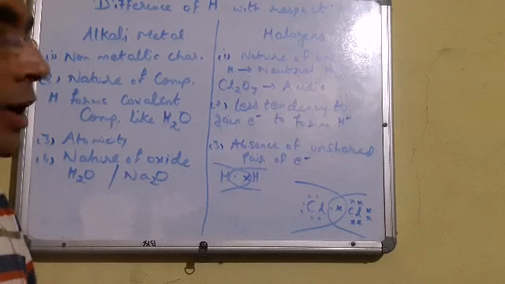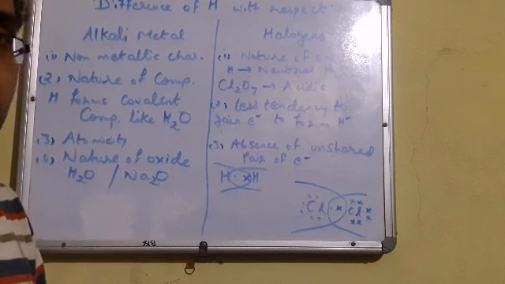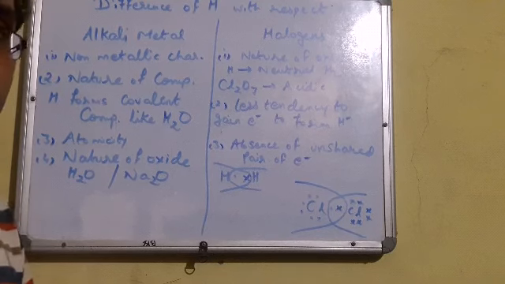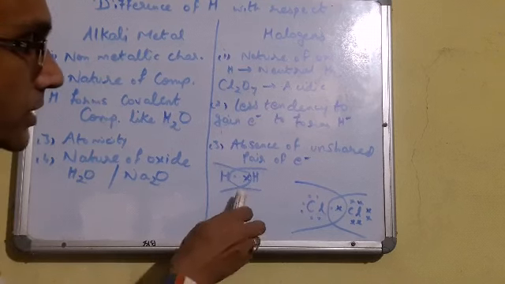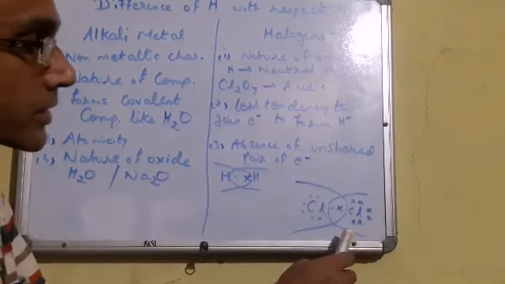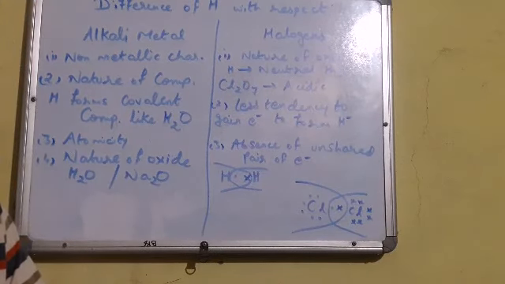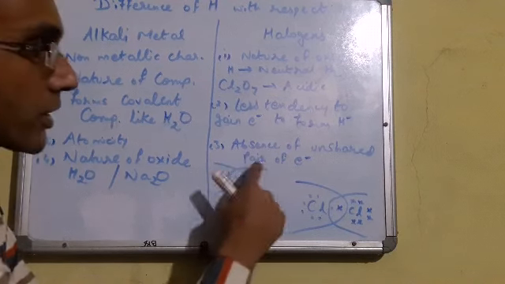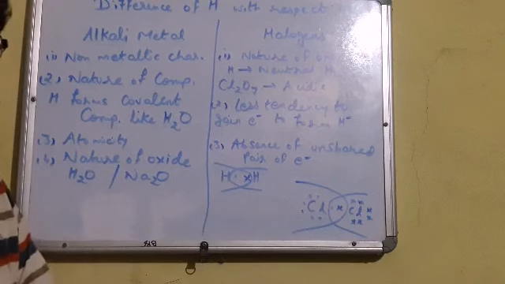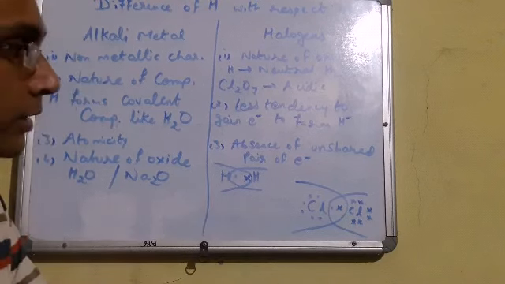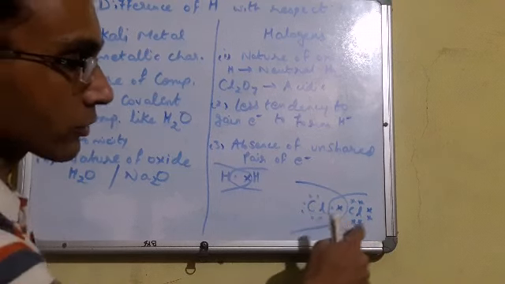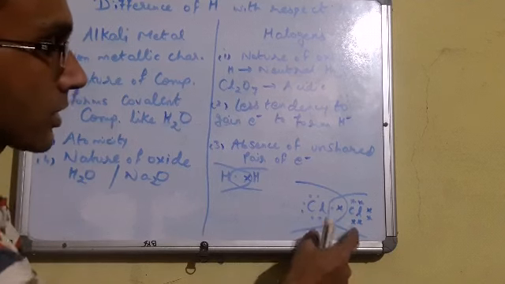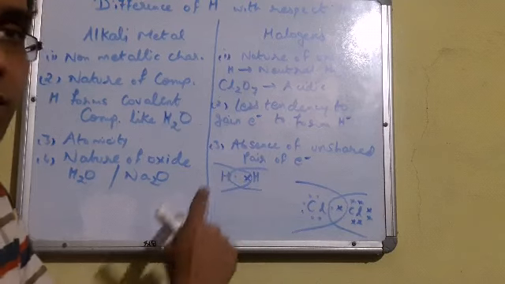Next point is absence of unshared pair of electrons. This is a very important point. Hydrogen exists in the form of a diatomic molecule H2. Similarly, all the halogens also occur as diatomic molecules like F2, Cl2, Br2. This is the electron dot structure of the hydrogen molecule H2 and this is the electron dot structure of Cl2. After sharing, there is no electron left over in H2, that means there is absence of unshared pair of electrons. Whereas in Cl2, there are 6 electrons over here and 6 electrons over here. That means there are many unshared pairs of electrons in halogens, whereas in hydrogen there is absence of unshared pairs.